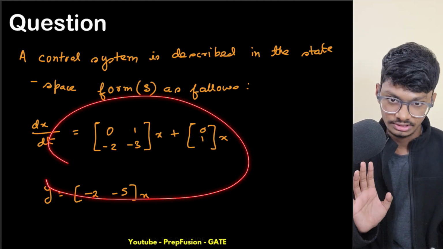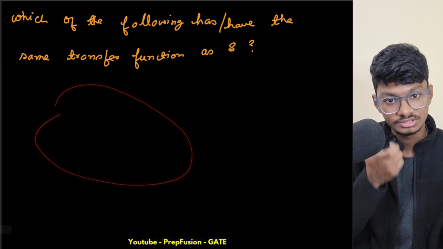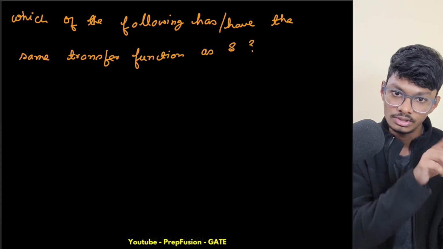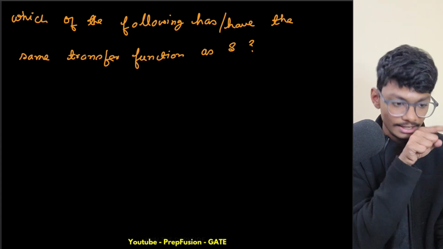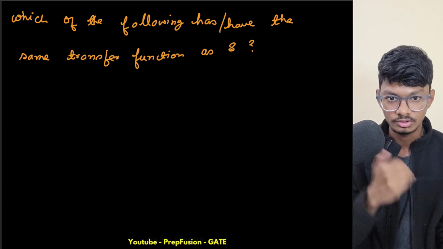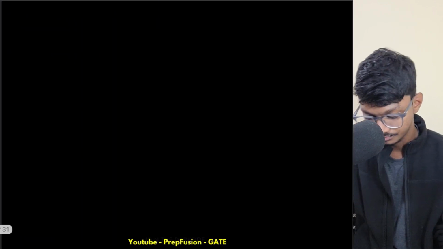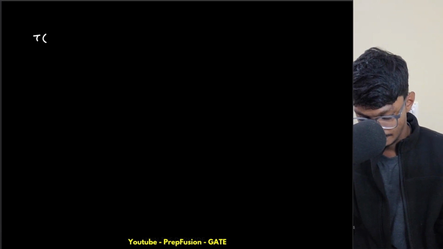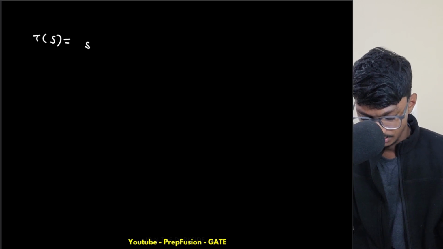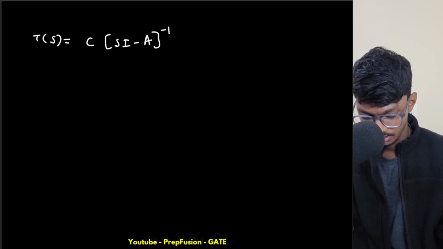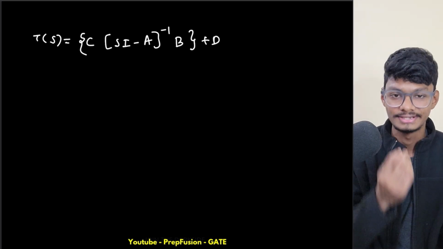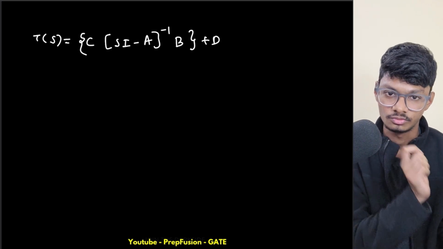I'll find the transfer function here, and then you have to do the same computation for the options also. This question was lengthy, so you don't need to attempt it first. You just need to mark it for review, move on to the next questions, which were not lengthy, and then come back to this, because this was doable. It is a simple formula, you know. What is the transfer function formula? Transfer function is C into (sI minus A) inverse B plus D. Don't forget the D. D is important, but in 99% of the cases D is equal to 0.